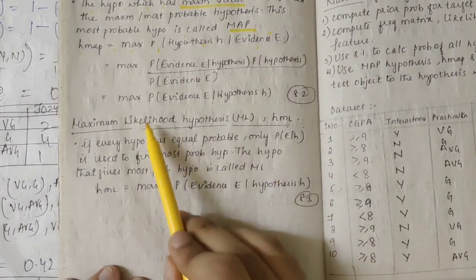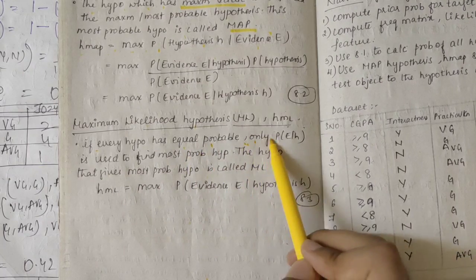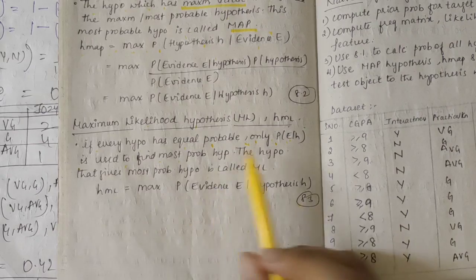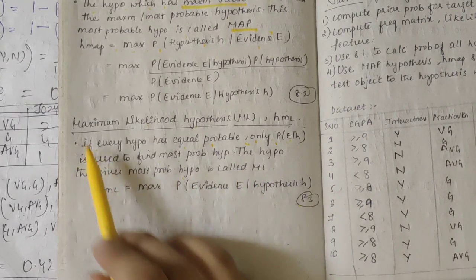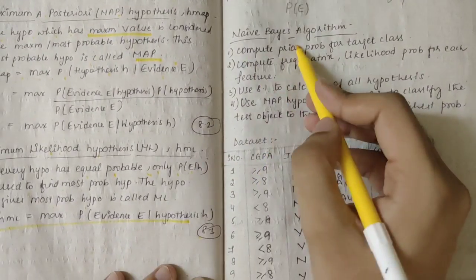Then we have the maximum likelihood hypothesis. If every hypothesis has equal probability, only P of E given H is used to find the most probable hypothesis. The hypothesis that gives the most probable hypothesis is called the maximum likelihood hypothesis. So this is the formula for that. And next we have the naive-Bayes algorithm.